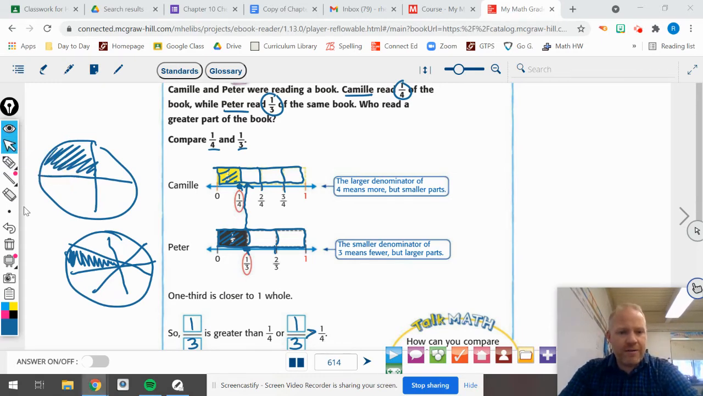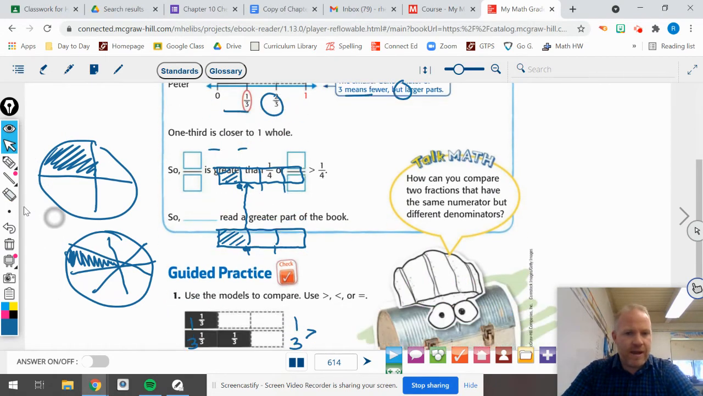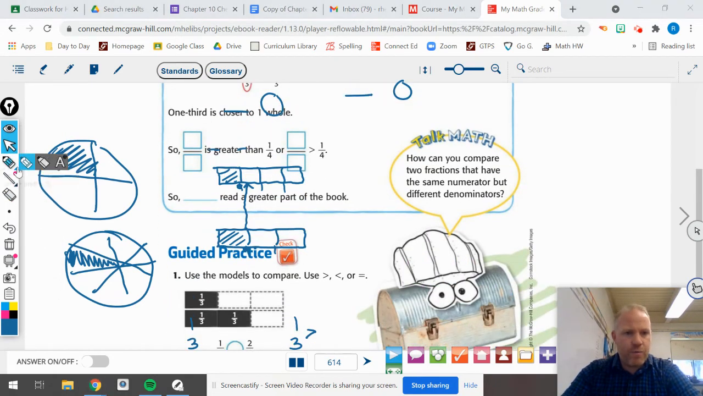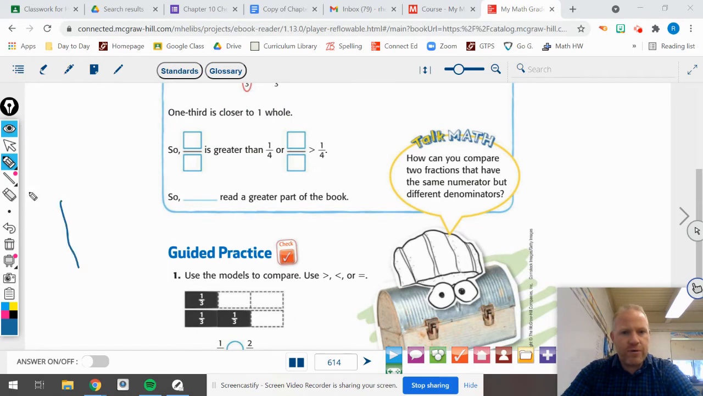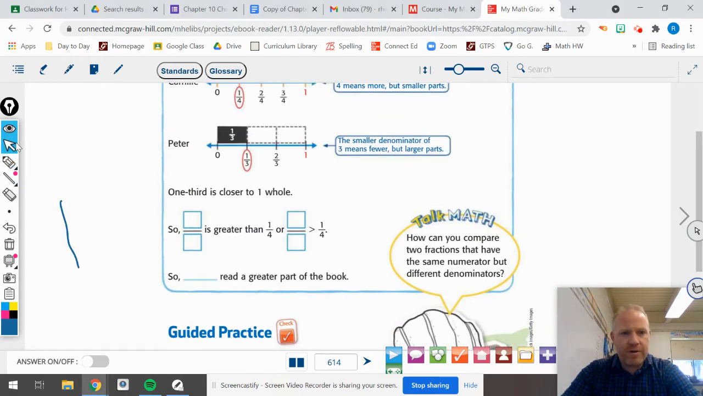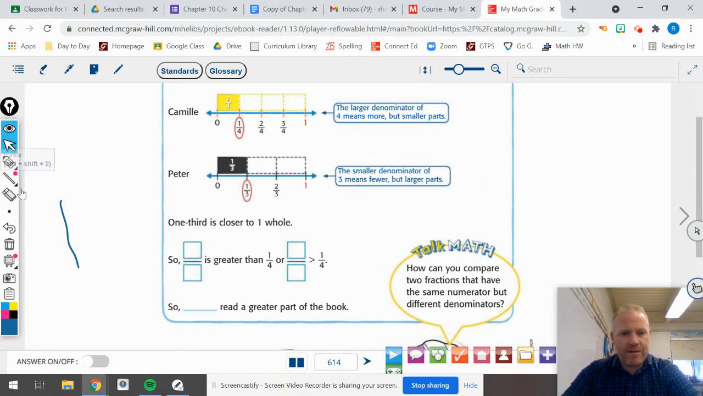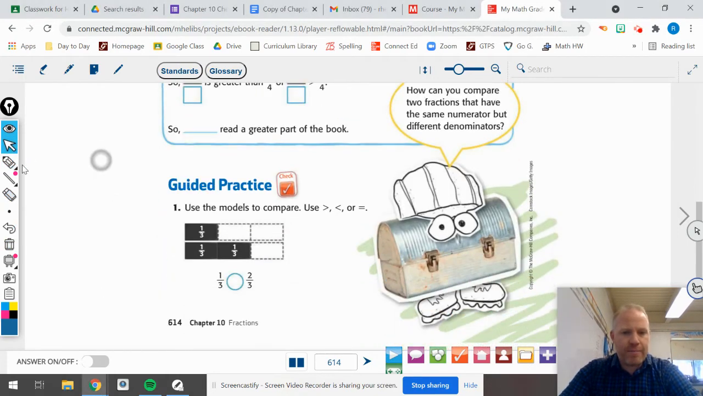So come on down, and we are now looking at who read the most. So who read the greater part of the book? So Peter is 1/3, which means that Peter read the most. Peter, and I capitalize Peter because it's a proper noun. So Peter read the greater part of the book. And let's move on down to our guided practice.